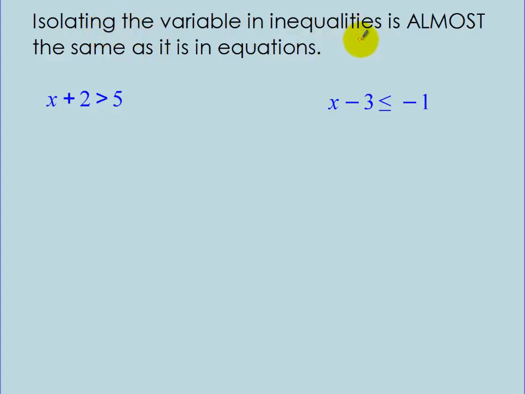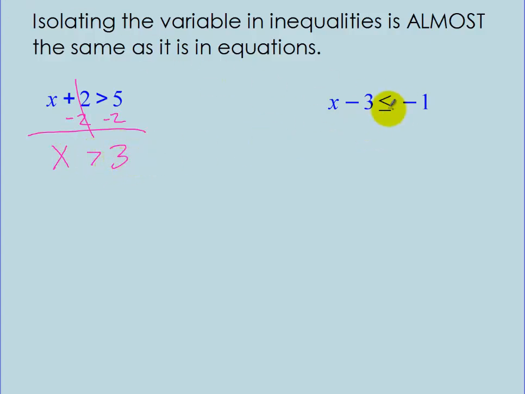So let's begin. Isolating the variable in inequalities is almost the same. In a lot of cases it is the same. There's just one little difference, and we'll show you later. So in this case, x plus 2 is greater than 5. To isolate the variable here, I will subtract 2 on both sides. When you subtract 2 on both sides, those 2's will cancel, because positive 2 and negative 2 is 0. So you get x is greater than 3.